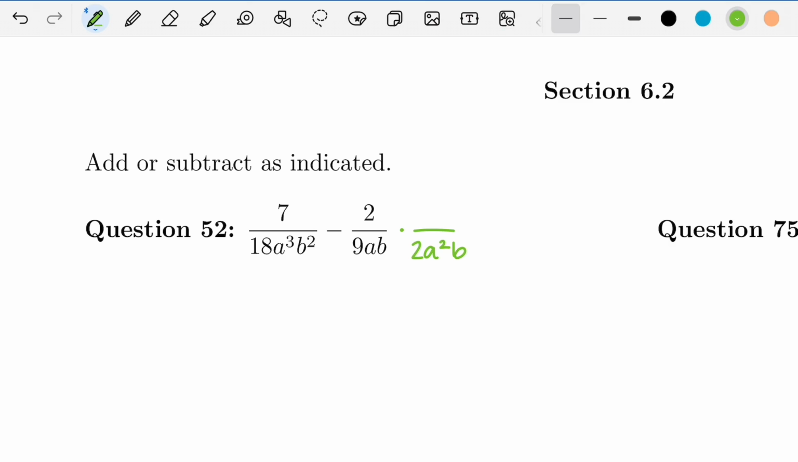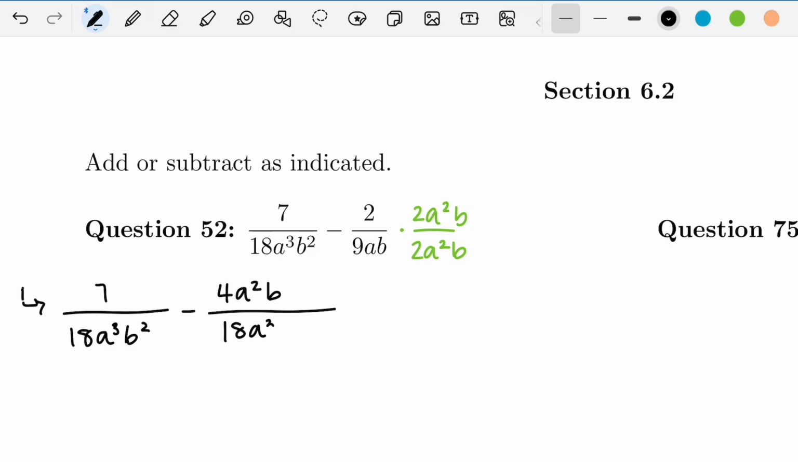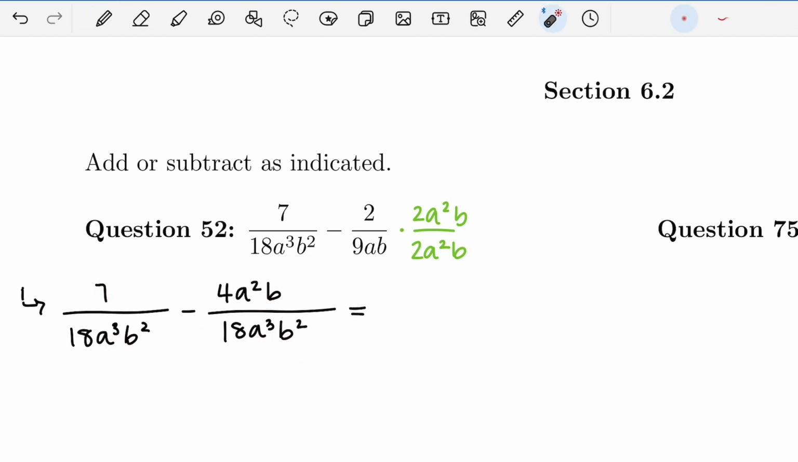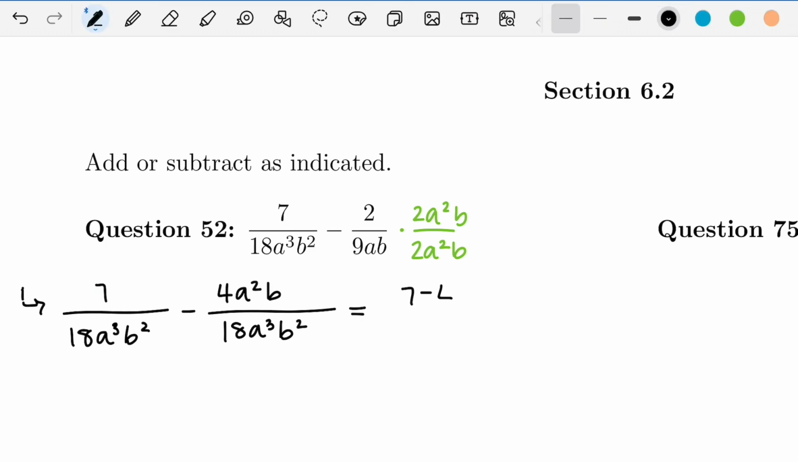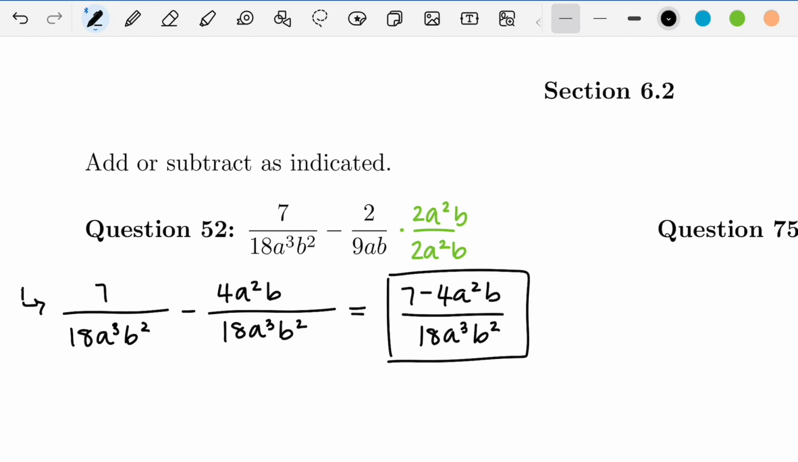So that's what we'll multiply this guy by, and whatever we do to the top, we have to do to the bottom. So this becomes, we have our original rational expression here, and we're subtracting out this new expression. 2 times 2a squared b is going to give us 4a squared b, and on the bottom, we're going to have our common denominator here. So now that we have our common denominators, all we have to do is subtract our numerators. So we're going to have 7 minus 4a squared b over our denominator here. And we can't simplify this further, so this would be our final answer.